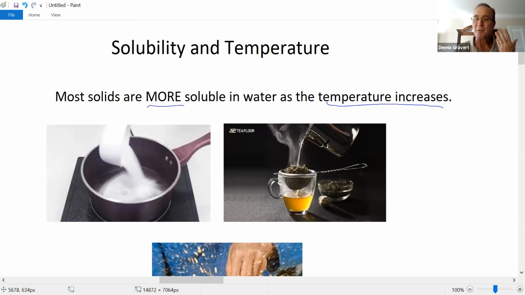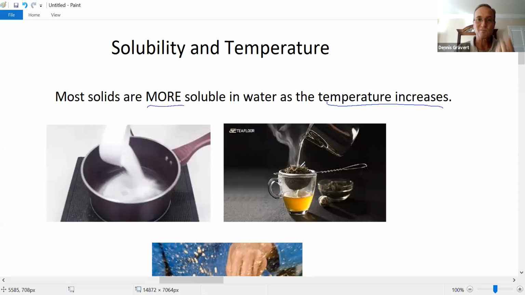It also explains why we make coffee and tea with hot water and usually not cold water. The hot water can dissolve more of the molecules that make up the dried up tea leaves and the roasted ground up coffee bean.